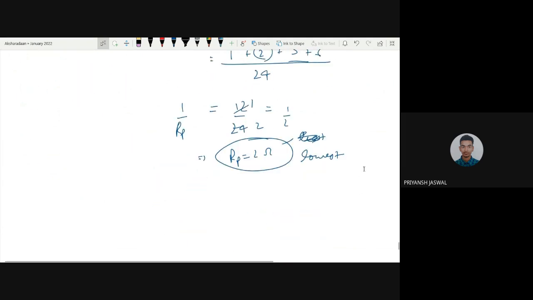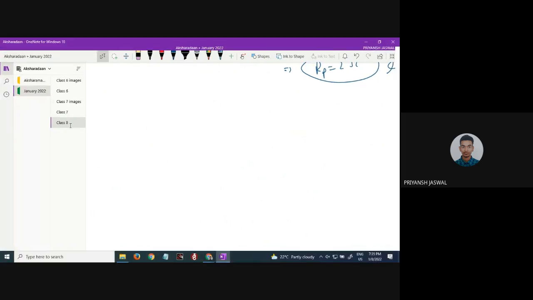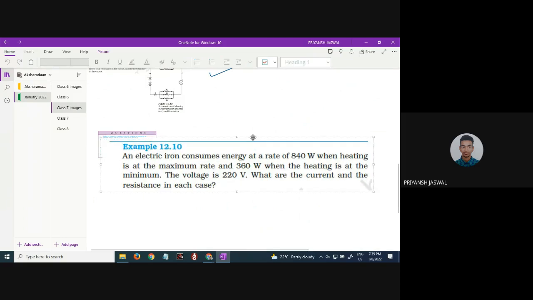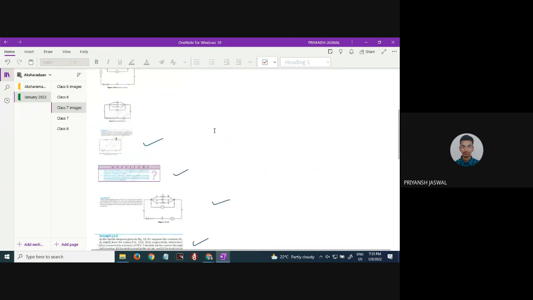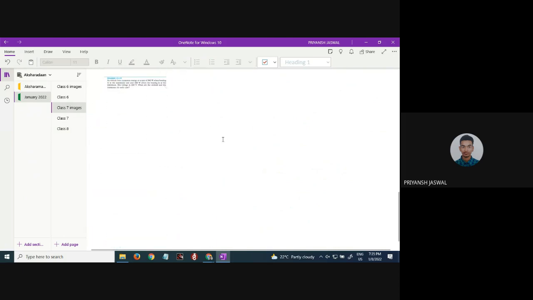So these were some questions, and let's see if there are any others left. And this is from the next topics. This is also done for parallel and series combination. You've done all the examples in NCERT. Time is also up. So next time we will continue with Joule's heating law.